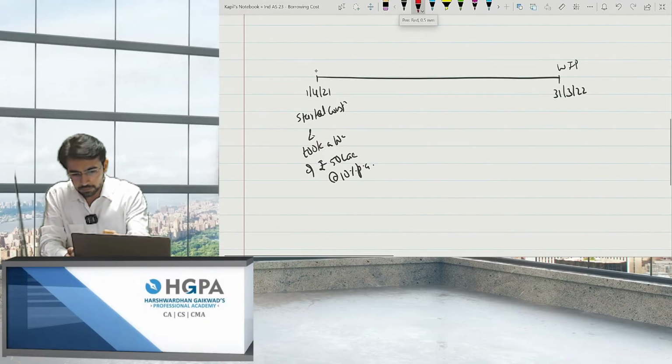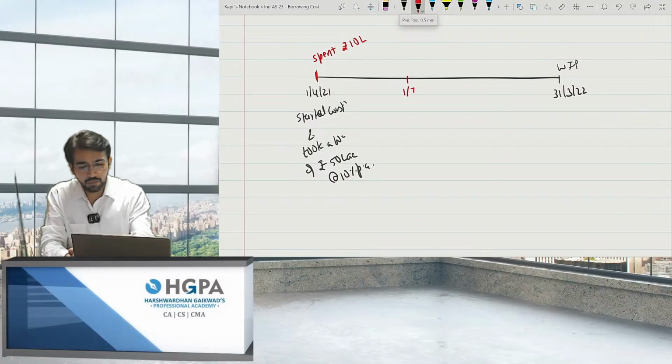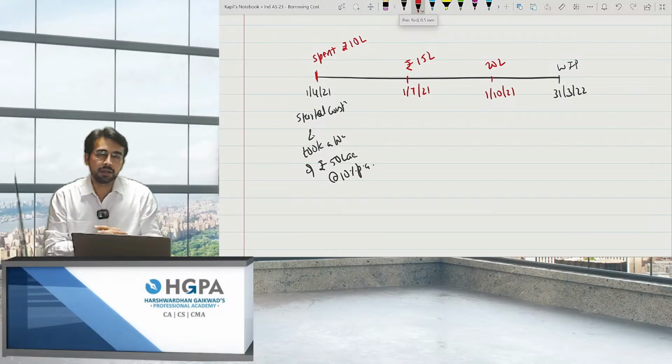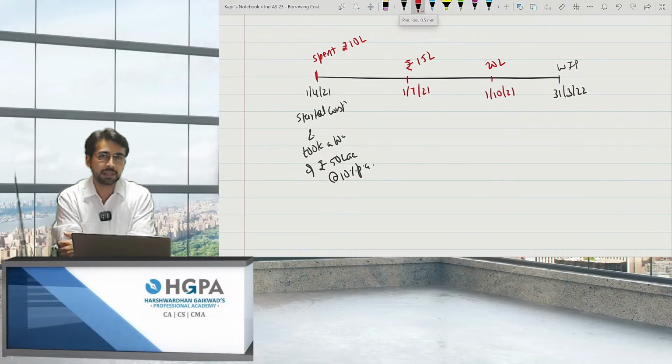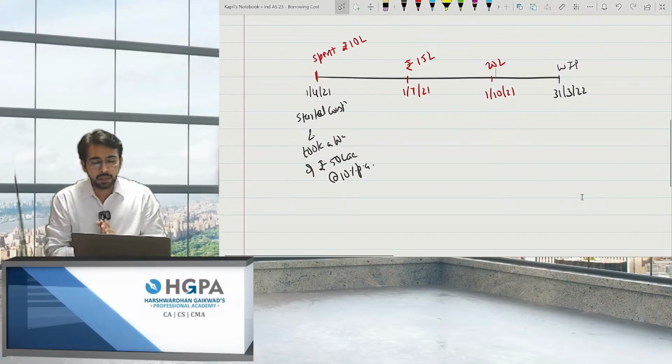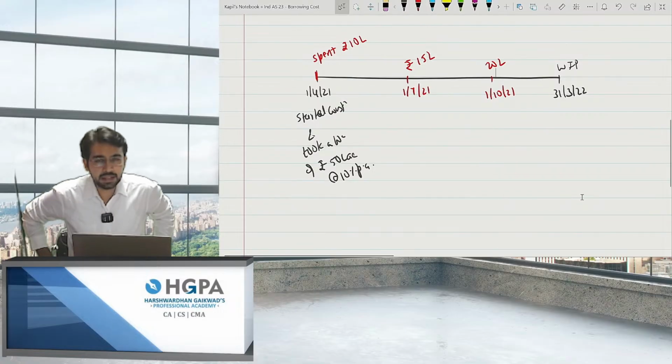Now, on 1/4, I spent rupees 10 lakh. On 1/7/21, I again spent rupees 15 lakhs. And on 1/10/21, I again spent rupees 20 lakhs on the construction. Can you please tell me what is the amount of loan interest to be capitalized? I spent on 1/4 10 lakh rupees, on 1/7 15 lakh rupees, and on 1/10 20 lakh rupees. Can you please tell me what is the amount of interest that needs to be capitalized?